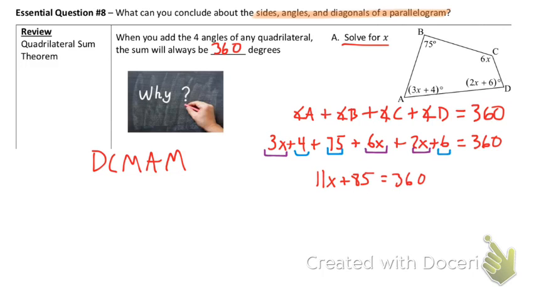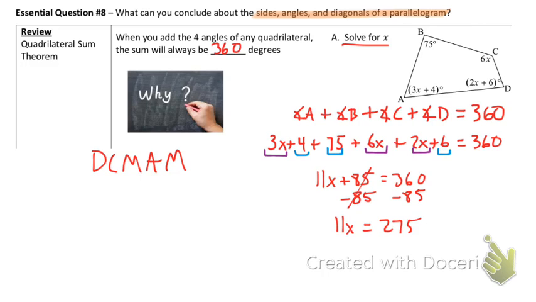Now we go on to the next part in DCMAM. The M stands for move variables together on the same side of the equal sign. Since we only have one variable on the left side, we do not have to do this step. So we move on to A. A stands for add or subtract from the side of the guy we're trying to solve for. We need to get x by itself, so we need to add or subtract something on both sides. In this case, we're going to subtract 85. Okay, so we get 11x equals 275.